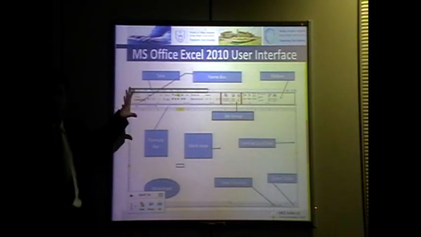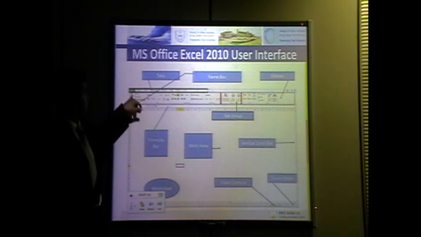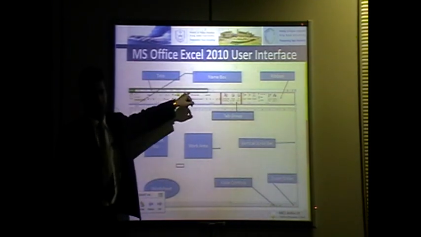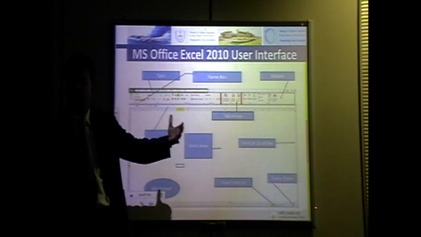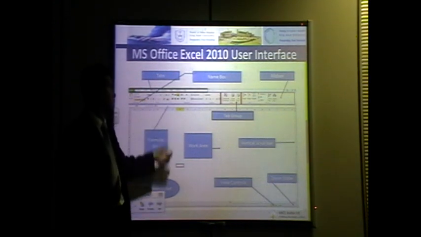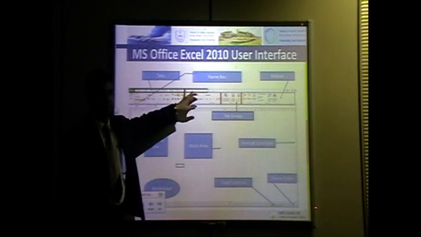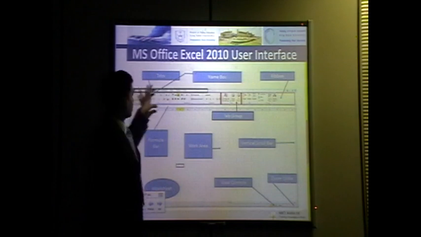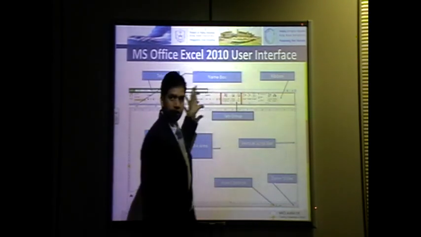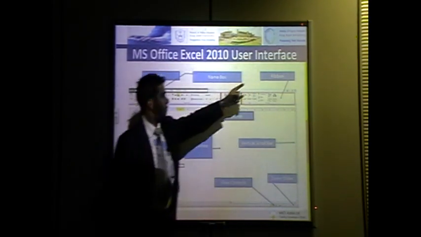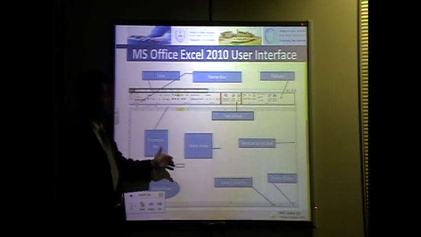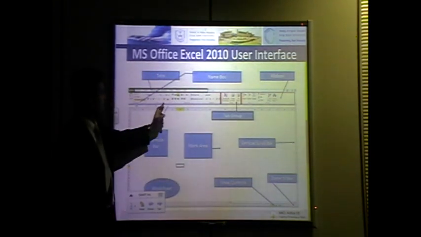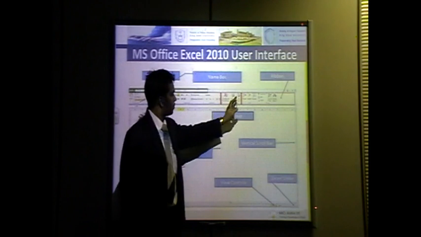This is your Excel screen. Look here. These are called tabs. I will show you the Excel screen after this presentation. These are called tabs. This is the name box. Can you see here? This small one is the name box. This is the ribbon. You can see here the ribbon. After that, these are called groups. Tab group.